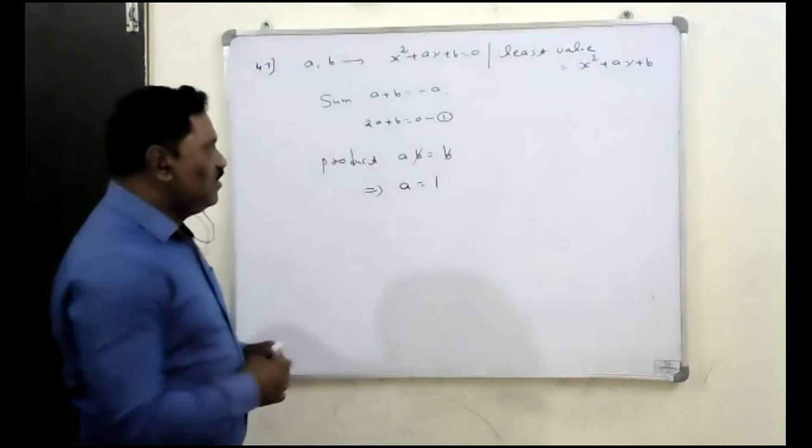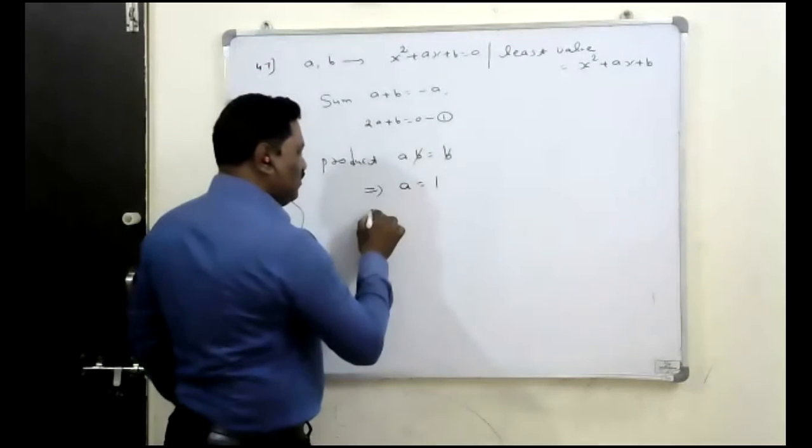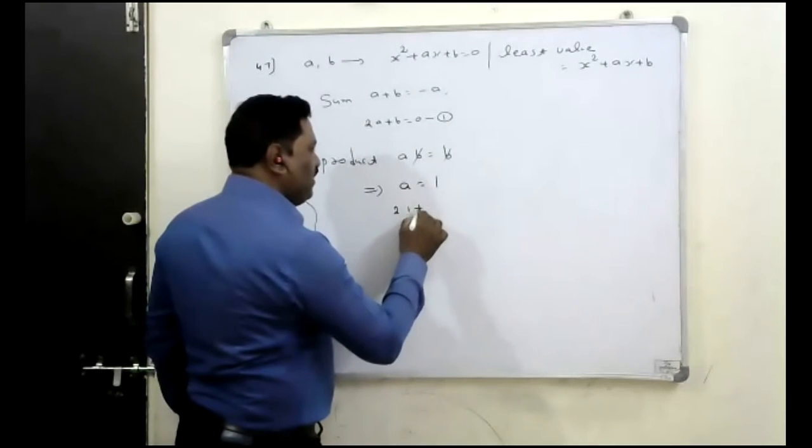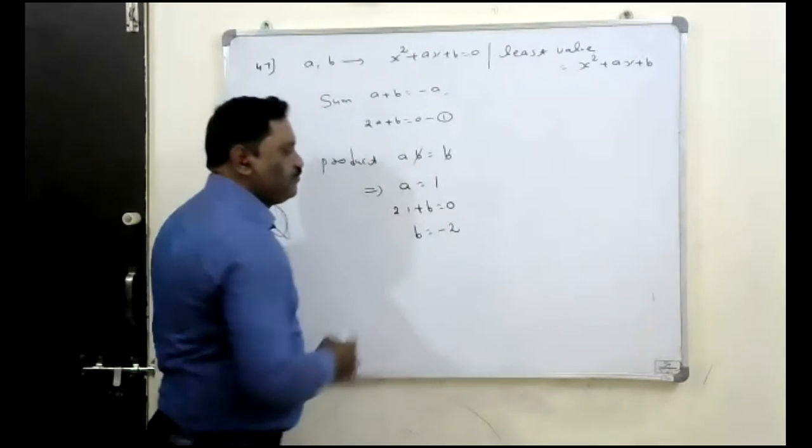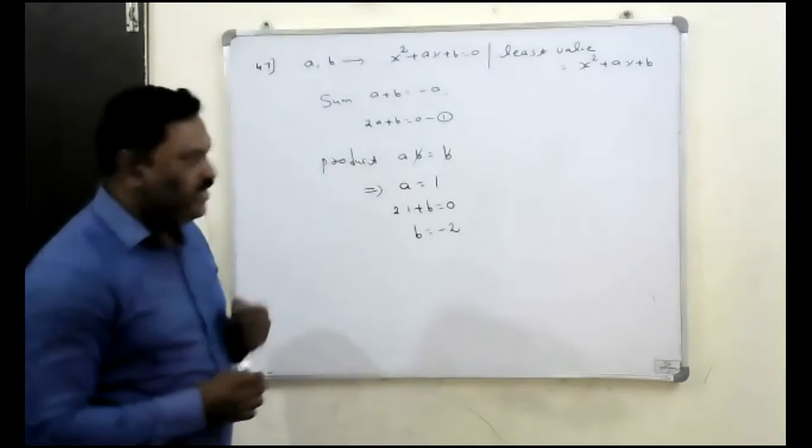a is 1. When a is 1, substitute here. Therefore 2 into 1 plus b is equal to 0. Therefore the value of b is minus 2. These are the values of a and b.